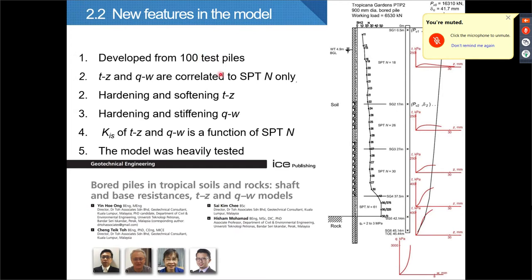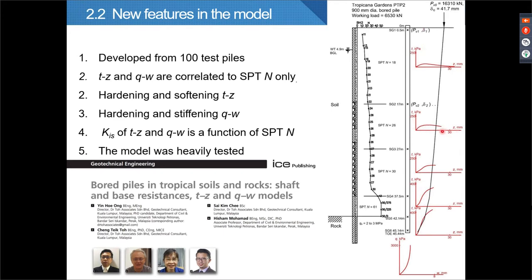The model can simulate hardening and softening for the t-z curve, and hardening and stiffening for the q-w curve. The initial stiffness of the t-z and the q-w model is a function of SPT N value, and the model was heavily tested.